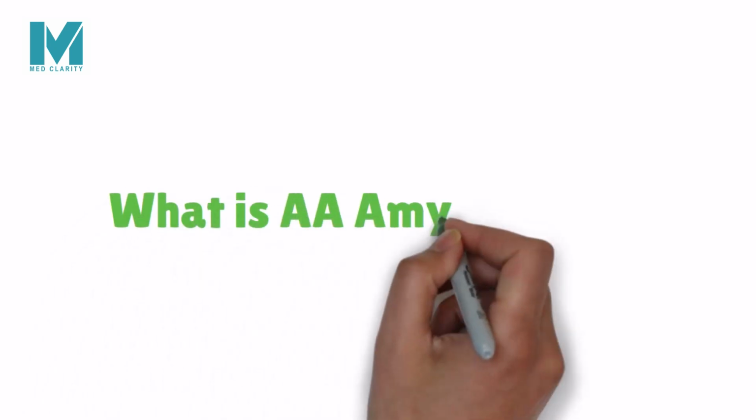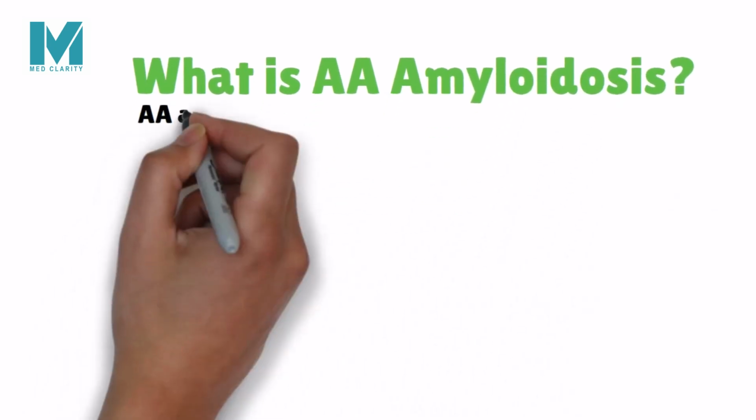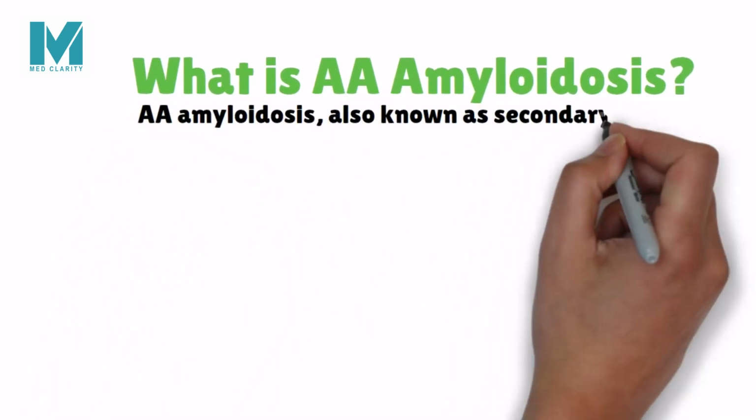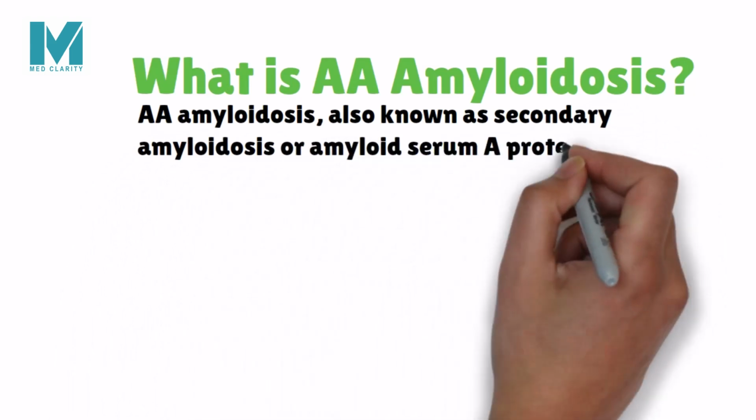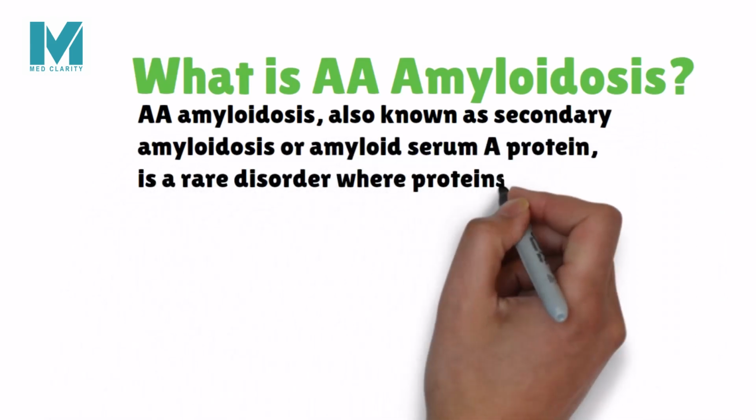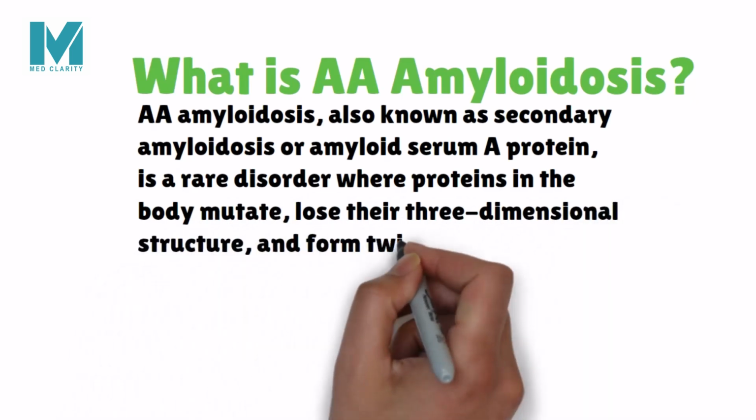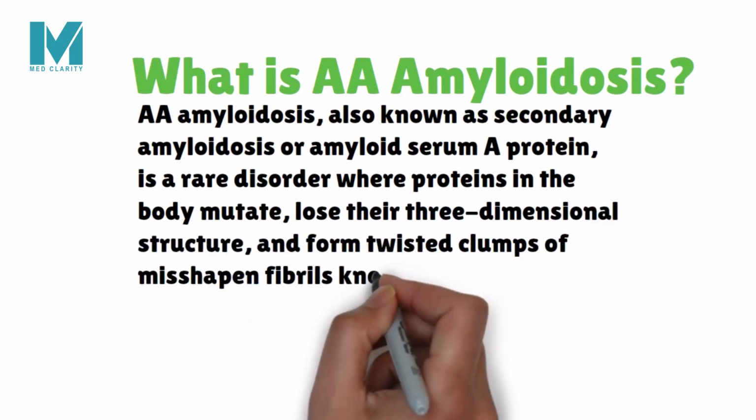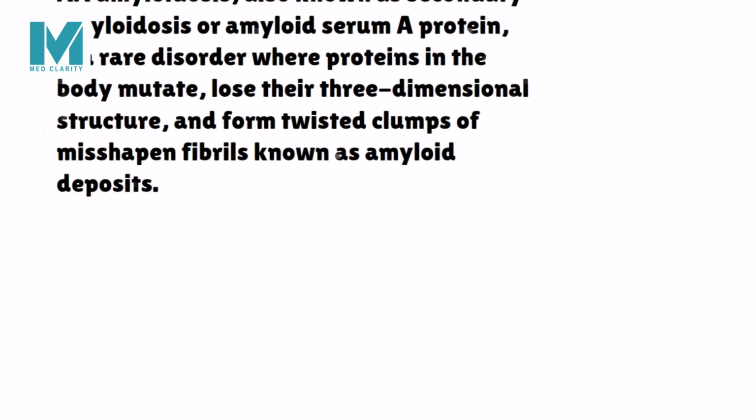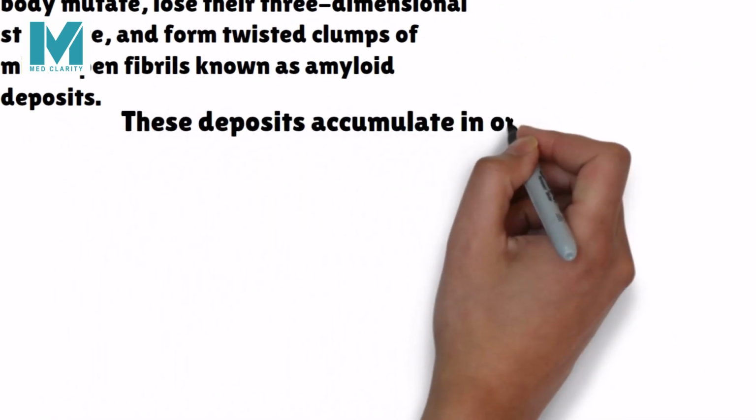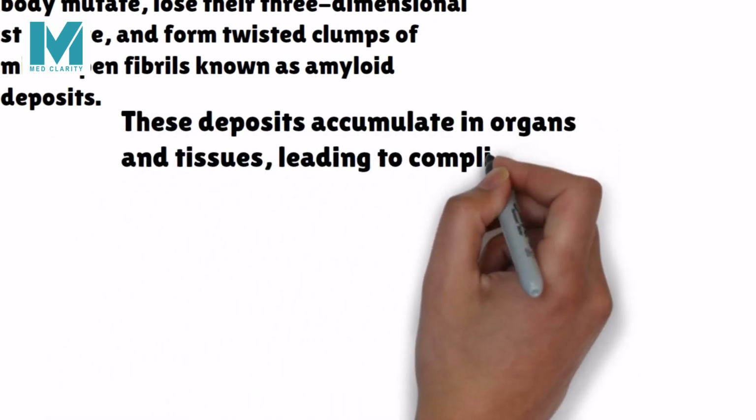What is AA amyloidosis? AA amyloidosis, also known as secondary amyloidosis or amyloid serum A protein, is a rare disorder where proteins in the body mutate, lose their three-dimensional structure, and form twisted clumps of misshapen fibrils known as amyloid deposits. These deposits accumulate in organs and tissues, leading to complications.